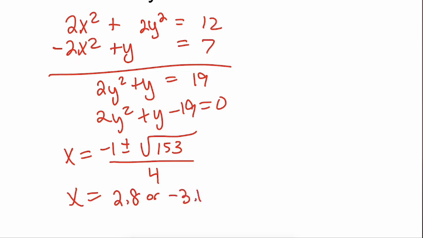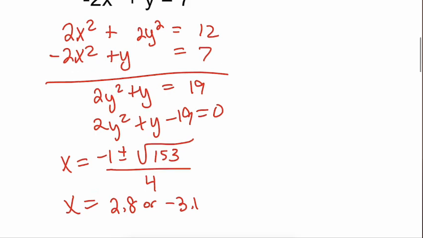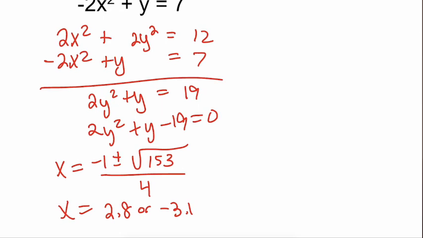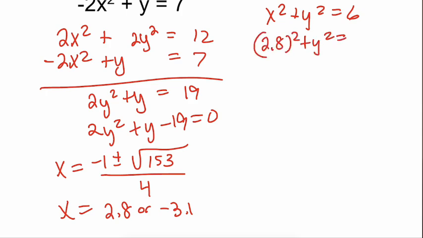Okay. Now, I need to find the y value that matches that. It doesn't matter which equation, I'll just do x squared plus y squared equals 6. If you put in 2.8 for our x, 2.8 squared is 7.84. So when you solve this, you have to take 6 minus 7.84, which is a negative number.